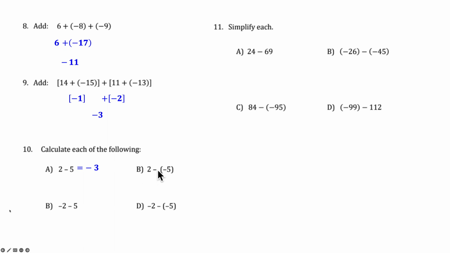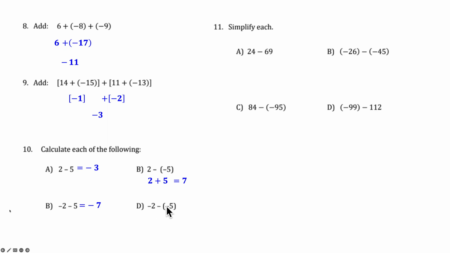Part B. Oop, minus a negative. Simplify those. That's going to make it a plus. That's 2 plus 5. Okay, that's 7. Negative 2 minus 5. 5 is bigger. Keep the sign. It's negative. The signs are the same. Add the 2 and the 5. The answer is negative 7.